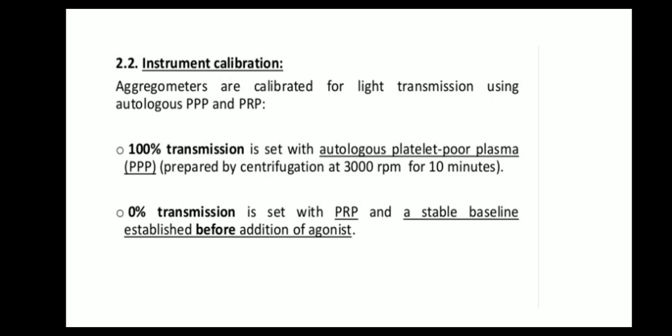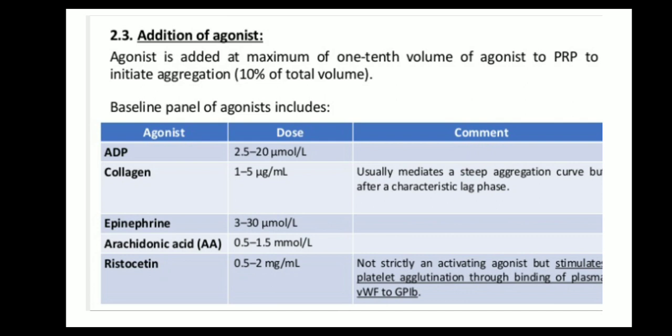So instrument calibration is very important. Aggregometers are calibrated for light transmission using autologous platelet rich plasma and platelet poor plasma. 100% transmission is set for autologous platelet poor plasma, that is PPP, and 0% transmission is set for PRP, platelet rich plasma, and a stable baseline is established before the addition of agonists. Now, what are these agonists? These will be added at a maximum of 1/10th volume of the agonist to the PRP to initiate the aggregation.